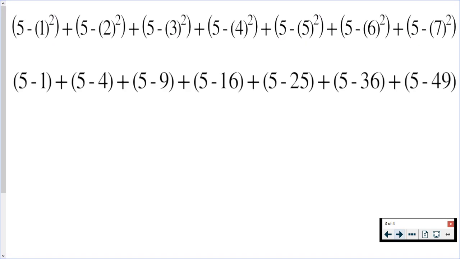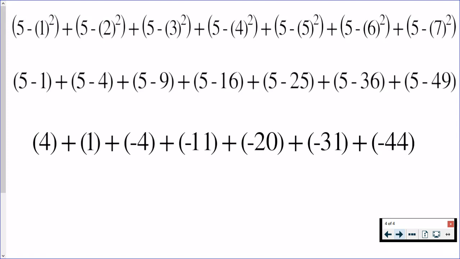So if you simplify everything in the parentheses, like I did earlier, we did 5 minus 1 for our first term, we did 5 minus 4 for our second term, and then hopefully you got the rest of these. Those are the numbers you should have had, and this adds up to negative 105. So the answer would be negative 105.